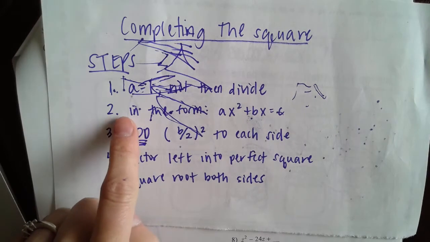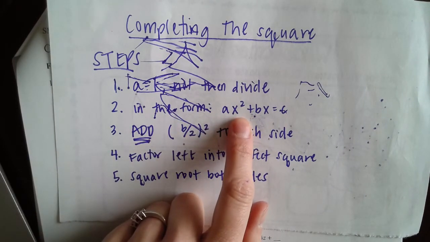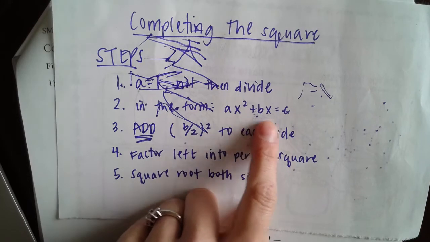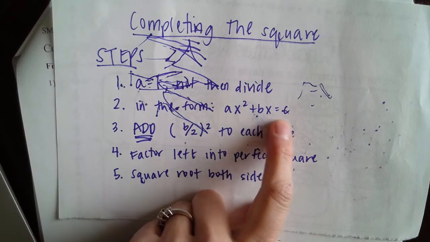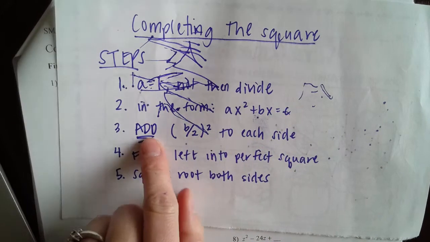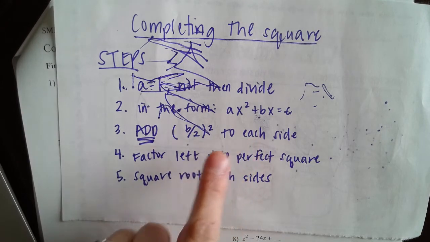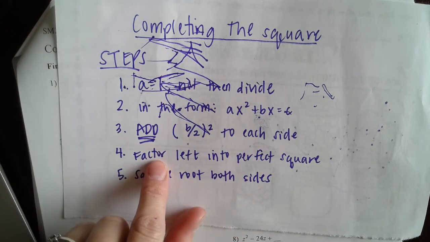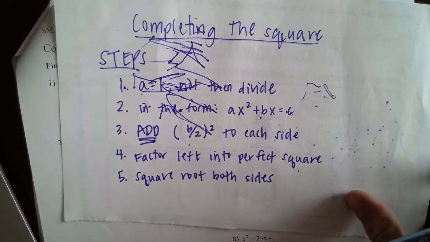And then step number 2, you want your quadratic equation in the form ax squared plus bx equals c. And if c is not on the right-hand side, you have to subtract or add and get it over there. And then you're going to add b divided by 2 squared to each side of your equation. And then factor the left into perfect squares. And then square root both sides.